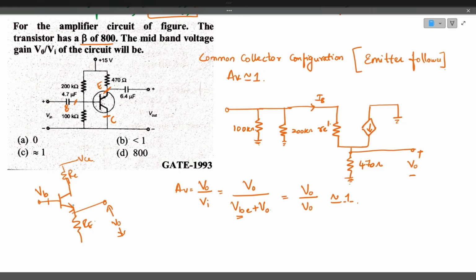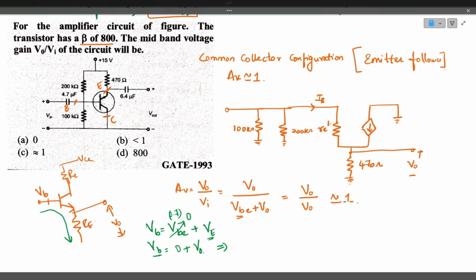You please apply the Kirchhoff voltage law in the input loop. What you will get, the base voltage is equal to the base emitter voltage VBE plus emitter voltage. Here VBE, which is equal to 0.7 volts, is a very very small voltage, so it can be neglected. This can be neglected to 0. So 0 plus VE, emitter voltage. This emitter voltage itself is the output voltage.